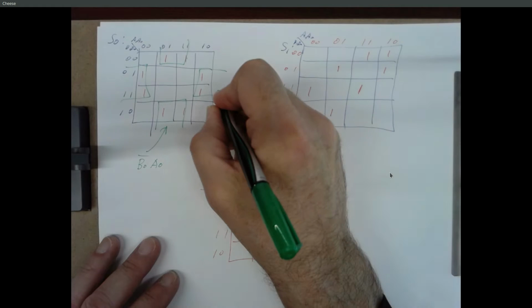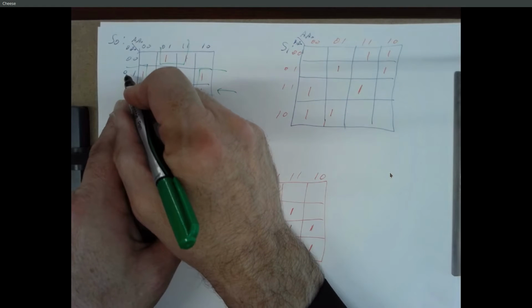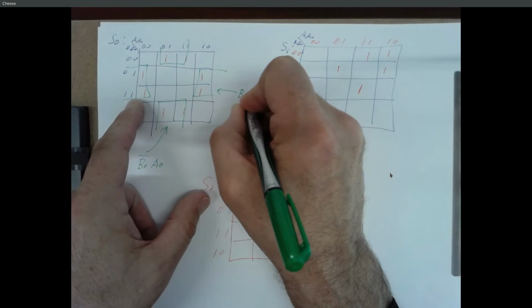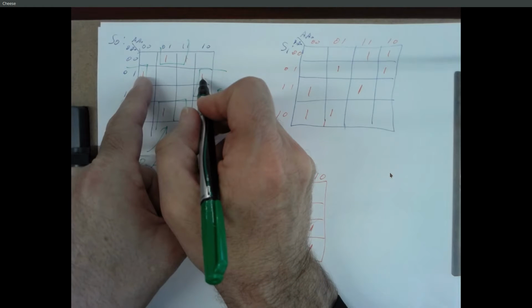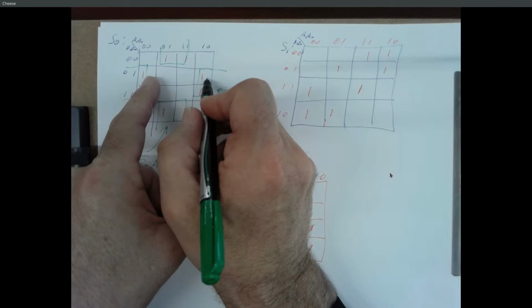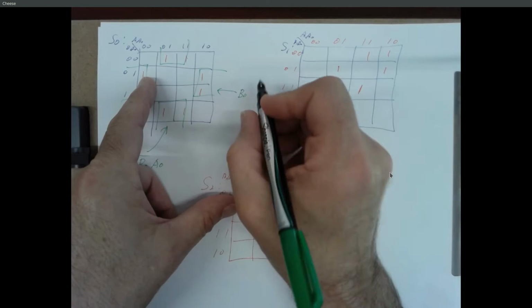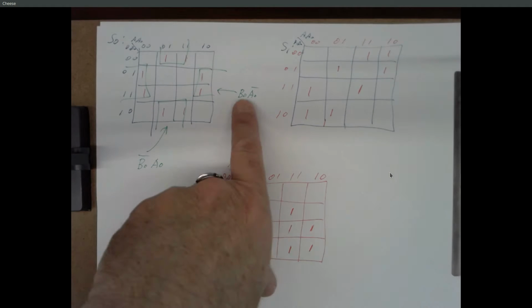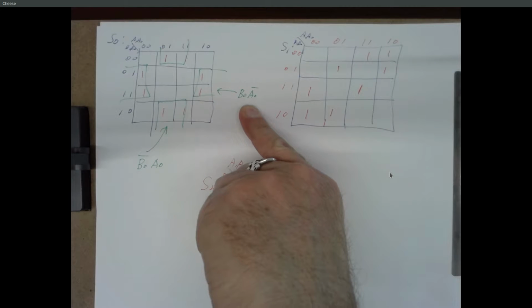And then this one over here, B1 could be anything. B0 has to be a 1. A1 could be a 0 or 1. A0 has to be a 0. So that's A0 bar. So if you're doing a sum of products, it's this ORed with that.